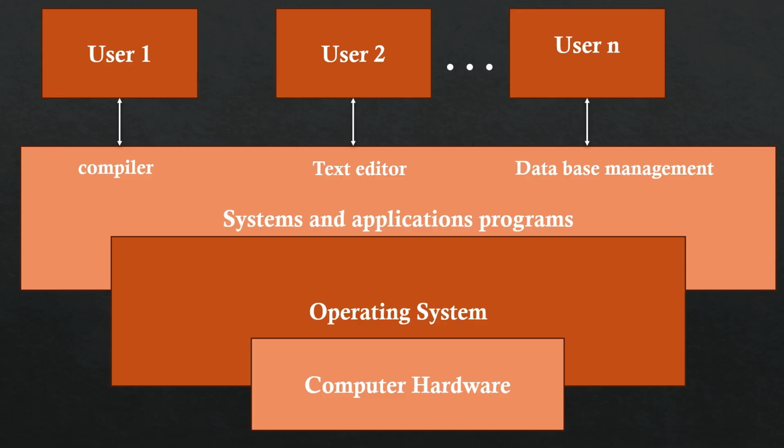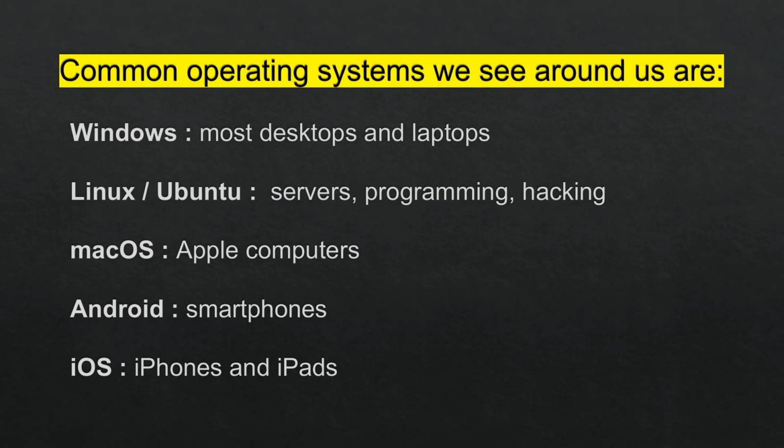Above the operating system, we have system and application programs like compilers, assemblers, text editors, database systems, etc. These programs never talk to the hardware directly. They always communicate through the operating system. And finally, at the top, we have users, user 1, user 2, up to user n. When we give an instruction as a user, the application sends the request to the OS, and the OS handles it and the hardware performs it. So this is the complete process of how an operating system works.